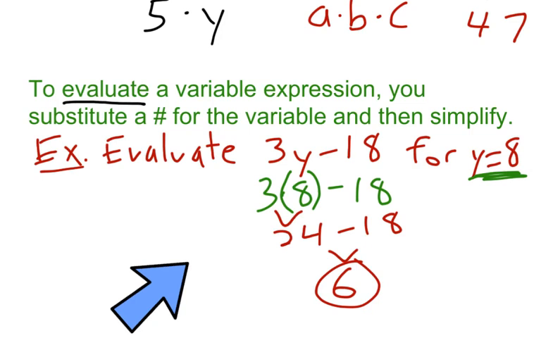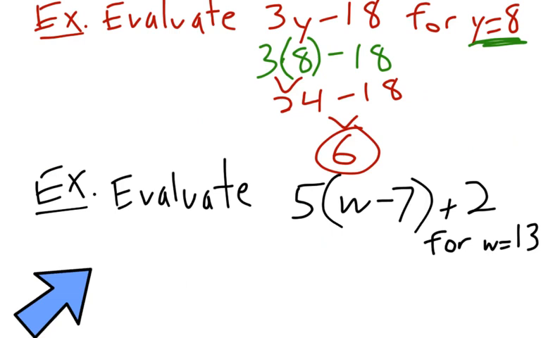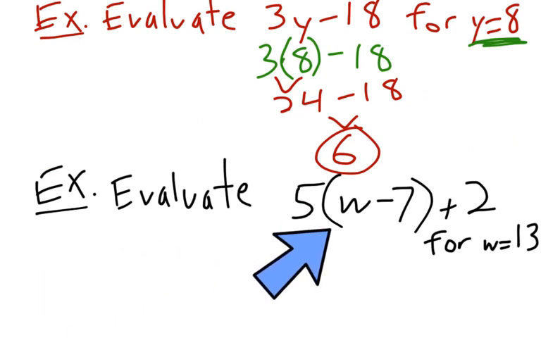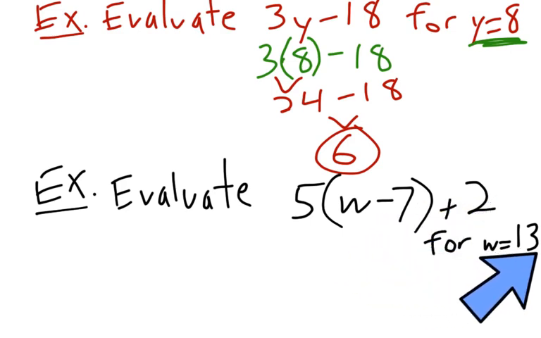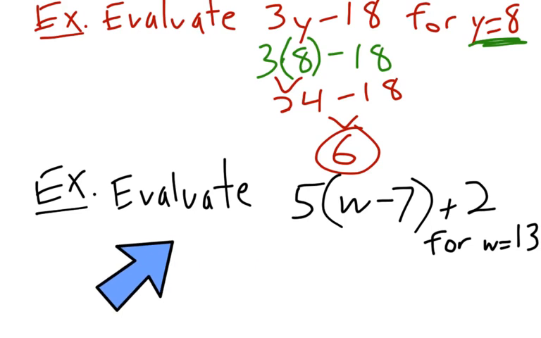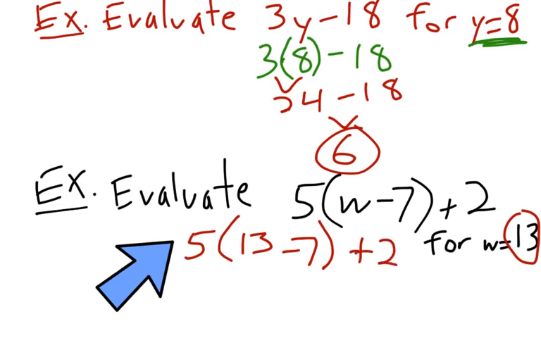Okay, let's try one a little different. We're going to throw some parentheses in this one, and hopefully we won't get you too confused. Evaluate 5(w - 7) + 2 for w equals 13. Well, I'm going to substitute that 13 in for w. So I'm going to write 5(13 - 7) + 2, and now I got rid of all my letters. That's good. I just have numbers to deal with.